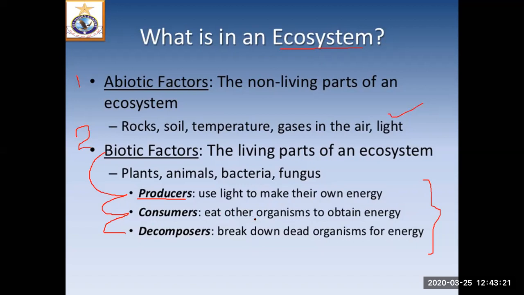Consumers eat other organisms to obtain energy. We will see this in the next slides. Decomposers break down dead organisms for energy. So definitely there is a balance. If there are no decomposers, we cannot get the balance of the ecosystem. The balance will be disturbed.